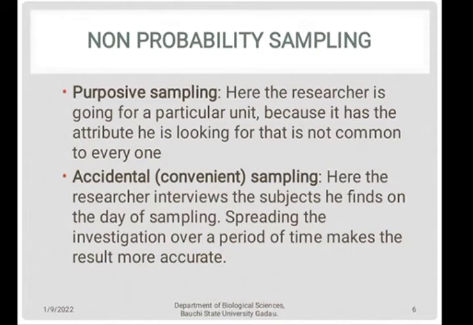Now, another non-probability sampling is the accidental, also known as convenience sampling. Here, the researcher interviews the subjects he finds on the day of sampling, spreading the investigation over a period of time to make the result more accurate. Let's take, for example, you are interested in patients that usually come to test for malaria. You only go to a primary health care center, and you can't just say everybody should come, but the person that goes to that particular place on the day you are there to take samples is the accidental member of your sample. So you are expected to spread it over a long period of time to make it more accurate.